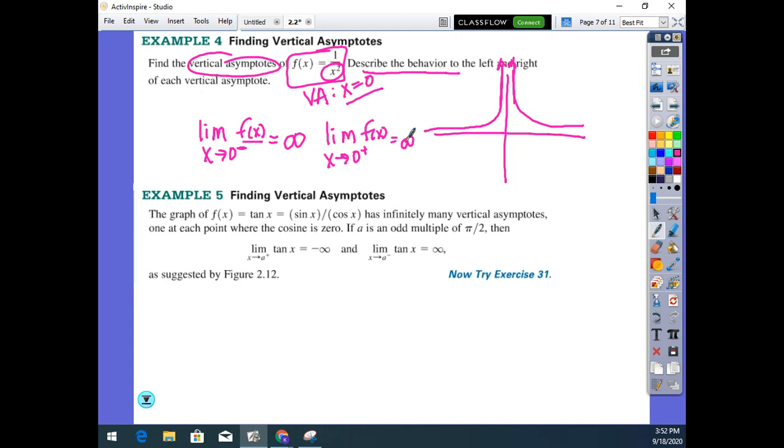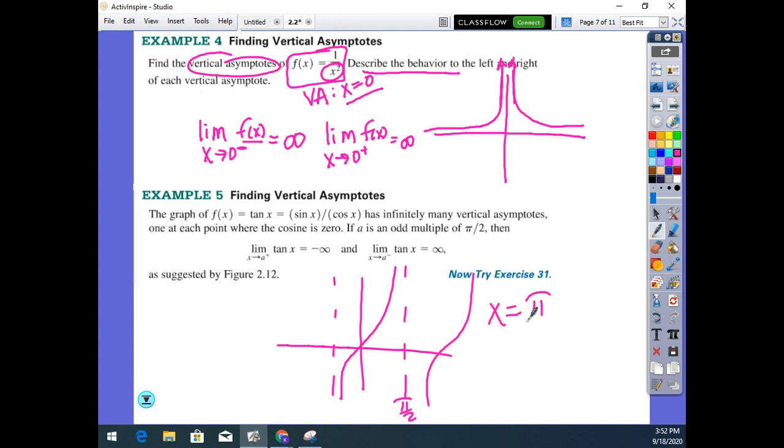This one kind of annoys me. If we think of tangent, every pi over 2 there's an asymptote. So we could say there's an asymptote at x equals pi over 2 plus pi k. Just every pi after pi over 2 is going to have an asymptote. So this is probably the best way to write this. But I think this one kind of annoys me.